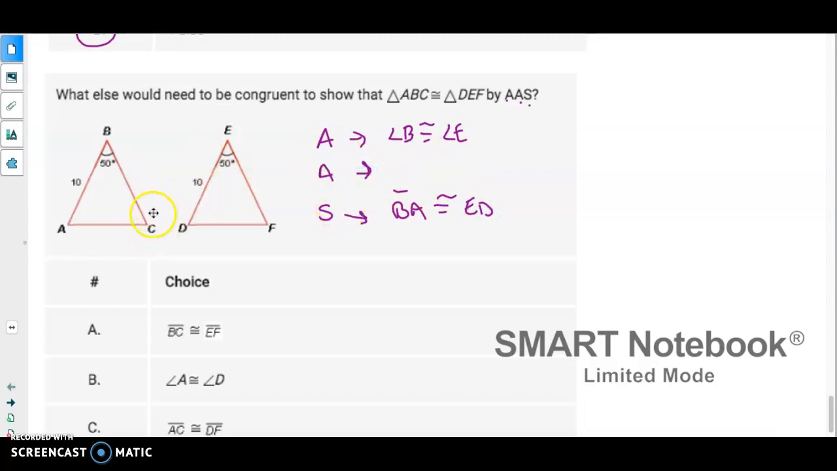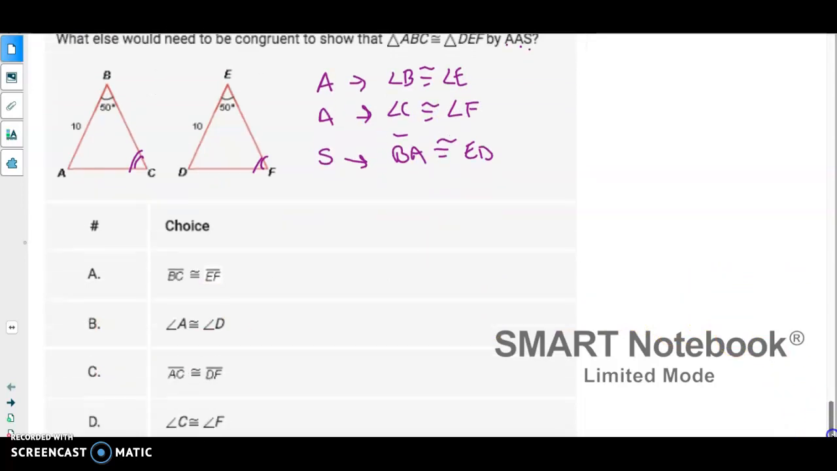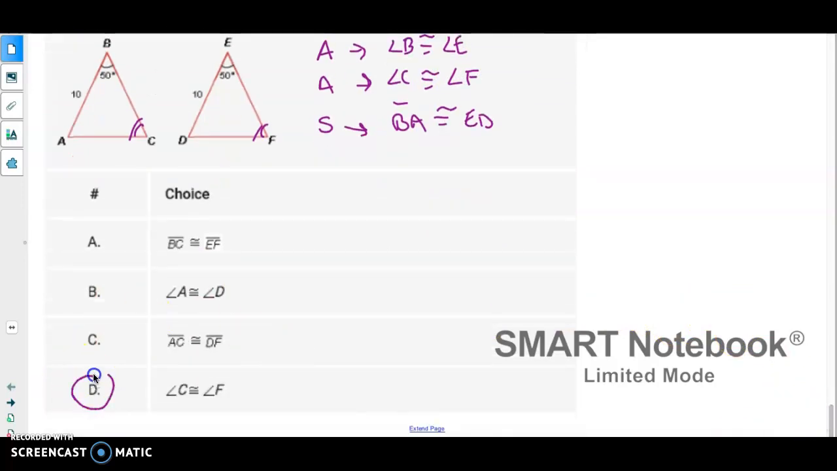So it has to go angle, angle, side. So I need to say that C is congruent to F. So angle C would have to be congruent to angle F. So down here, if I looked at my answer options, it would be D. Angle C would have to be congruent to angle F because that's the only way I can get angle, angle, side.